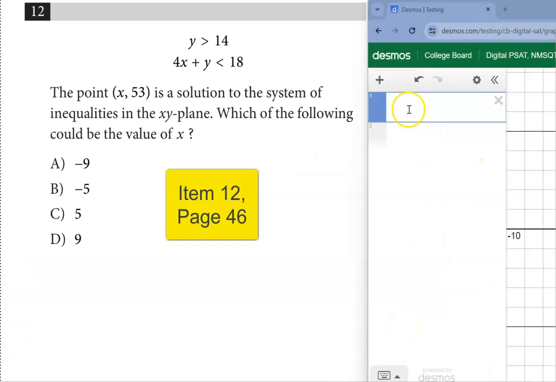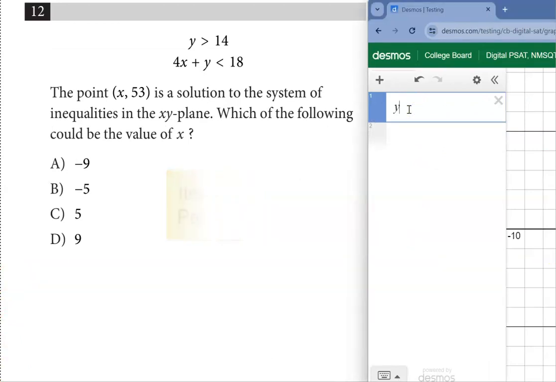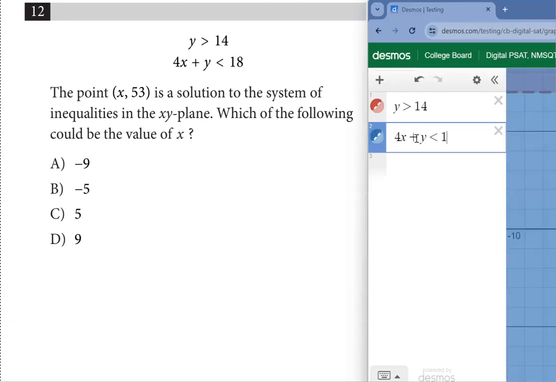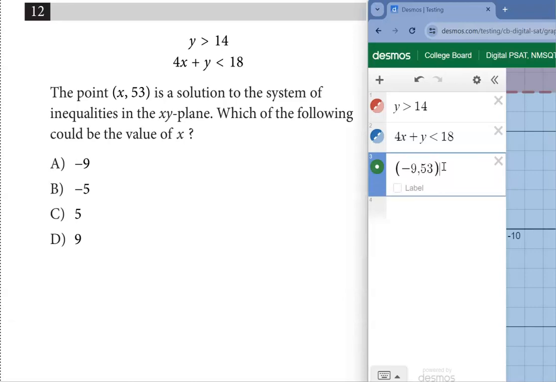Next question we're looking at is 12. It is also on page 46. We're still using a system, but this time it's inequalities. So go ahead and type the system in exactly as it appears on 2 separate rows. And then we're looking for a solution that has a y-coordinate of 53. So we're going to go ahead and type in the first x-coordinate, -9, with that 53, and go ahead and press enter.